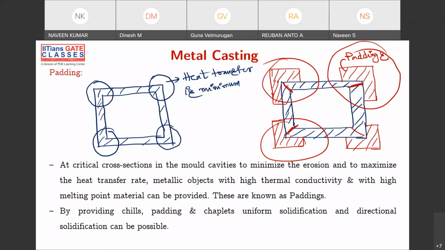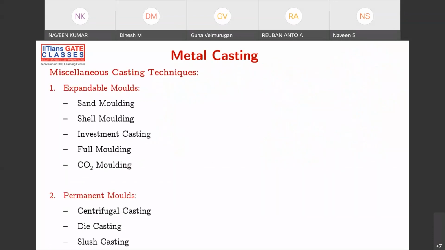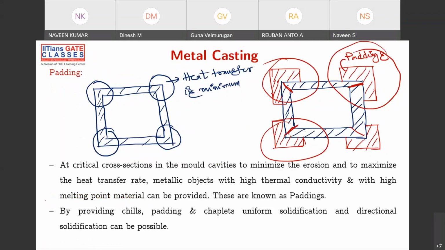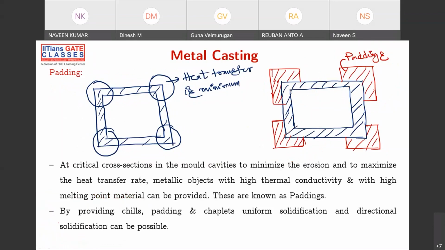Next is miscellaneous casting techniques. Before discussing miscellaneous casting techniques, let us solve some problems. Let us solve some questions before going to the further topics, because it is too much theory, you'll get bored. Let's discuss some problems.